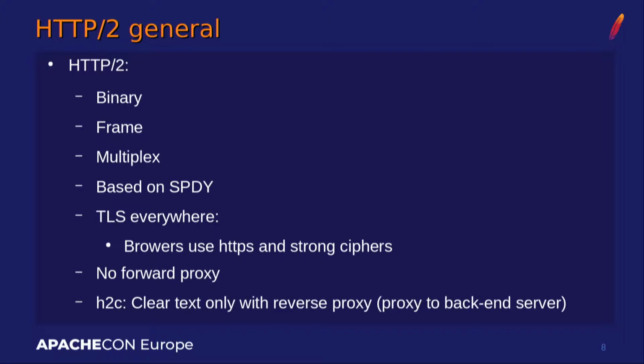H2 is based on SPDY. It requires you to use TLS. I mean, the browser can't do anything other than HTTPS, and it requires a strong cipher. You can do forward proxy, but of course you can also do reverse proxy. The reverse proxy is basically a version of the protocol without encryption. Definitely, that might not be the best idea, but it allowed you to do the TLS termination on HTTPD, and then have the clear text H2 run on a Tomcat, for example.